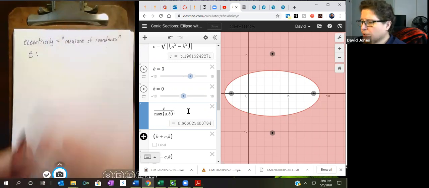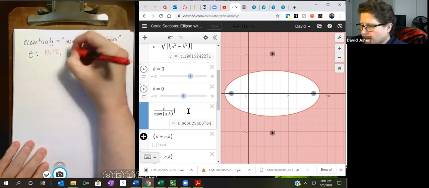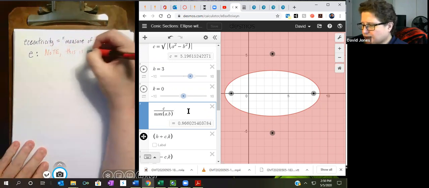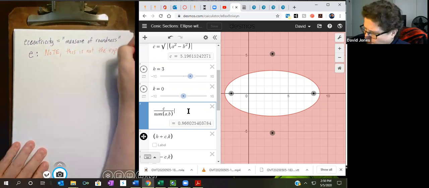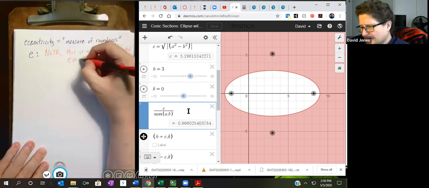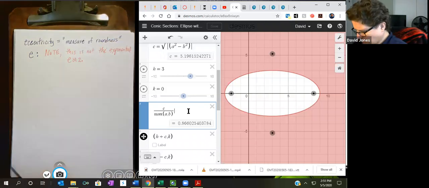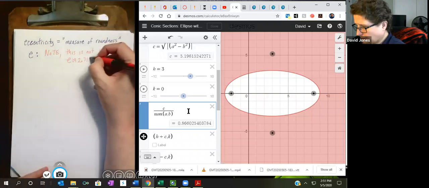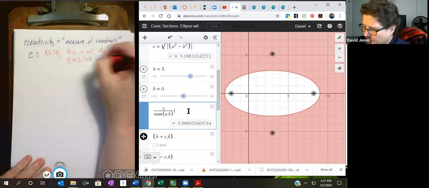And it's important to note, this is not the exponential e. That e is always, what is it, 2.8 something? 2.718. There we go. That's the exponential e.